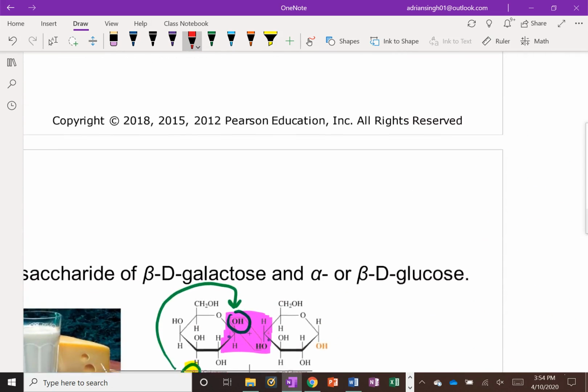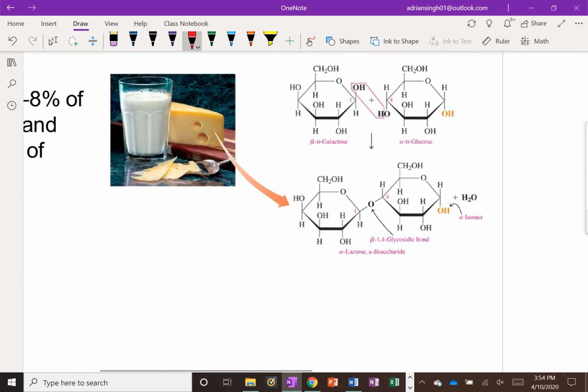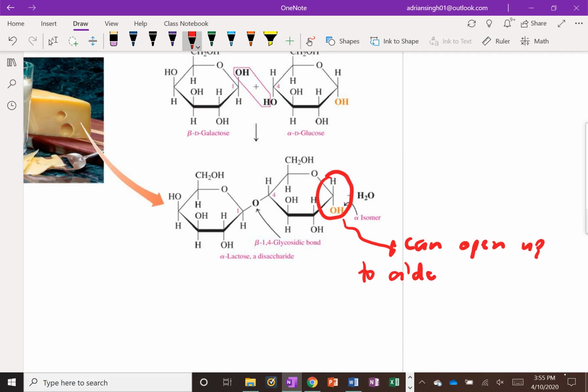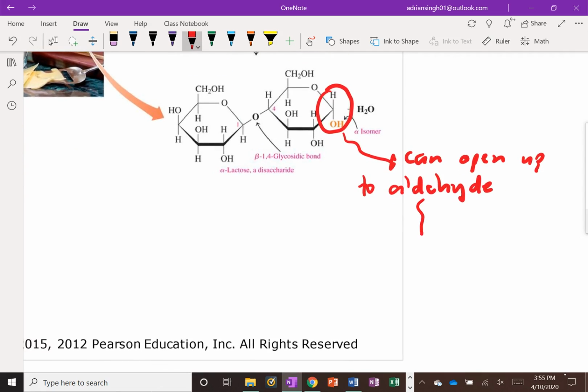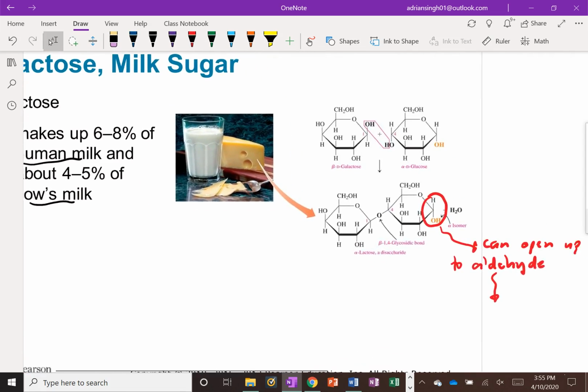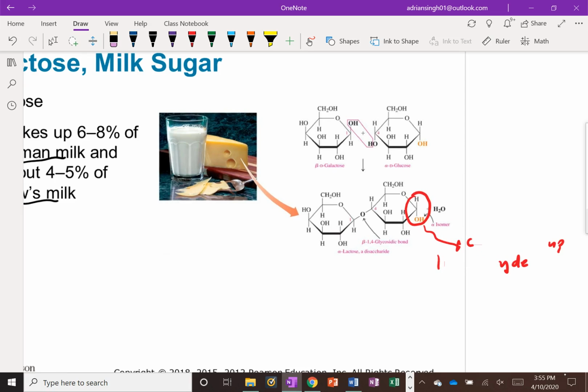And similarly in maltose, if you'll notice here as well, we had this portion of the molecule, the carbon 1 of the glucose, that could also open up to an aldehyde, which can then be oxidized, which means that, oops, this is still lactose, my apologies. Let's go up here to maltose.